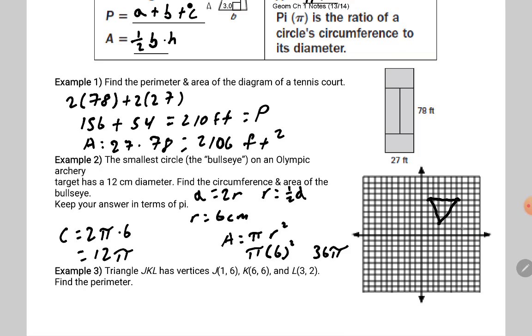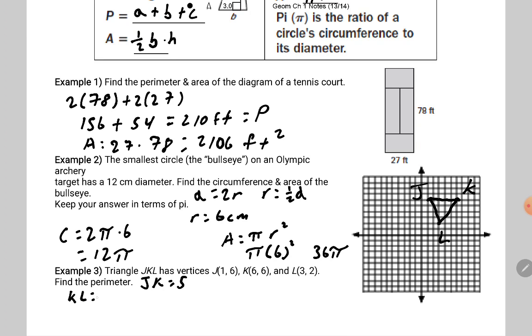So this is J, K, L. We know what JK is. JK we can just count straight across. So JK is 5. But to find KL and JL, we have to use the distance formula.